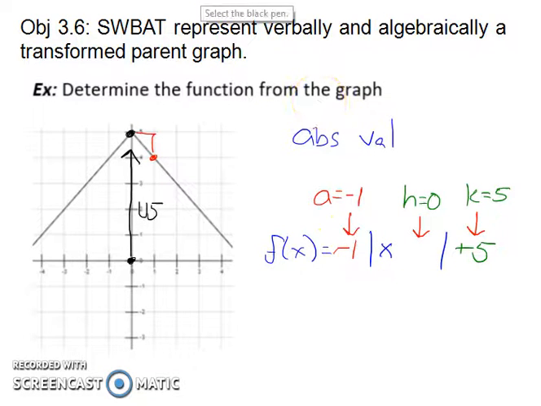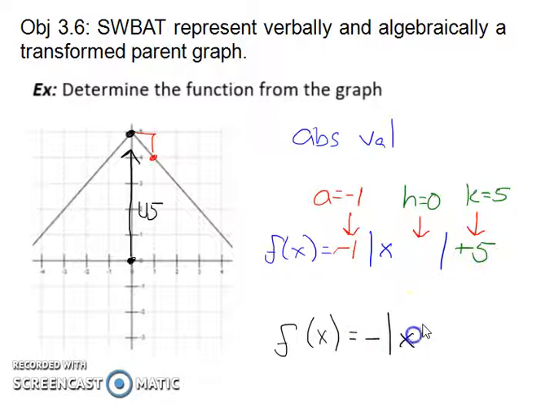So my final answer after I simplify all this is going to be f of x is equal to negative absolute value of x plus 5. And that's the cleaned up version where there's no space for h. So we have started at a graph, and we have written the algebraic function and verbally talked about it as we went, and that was our objective today.